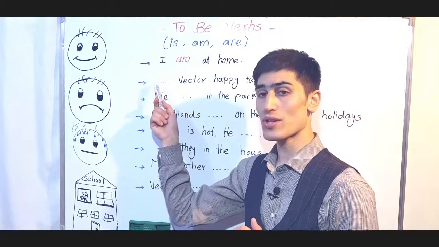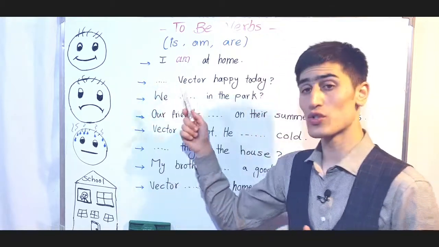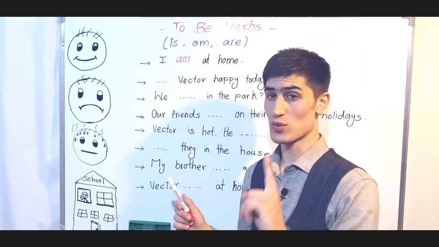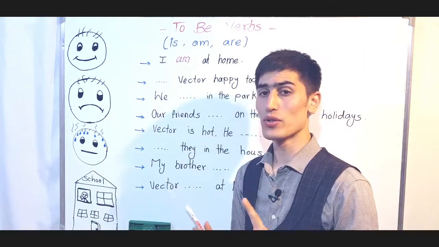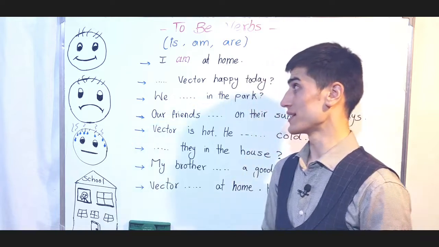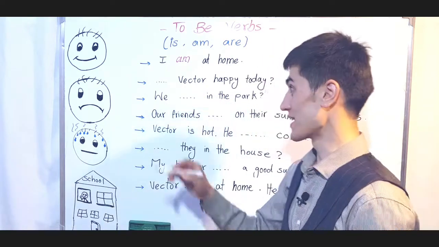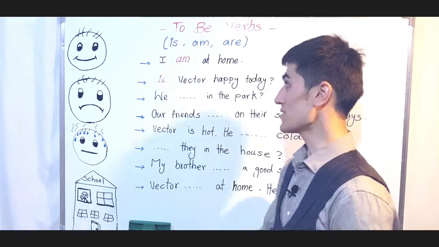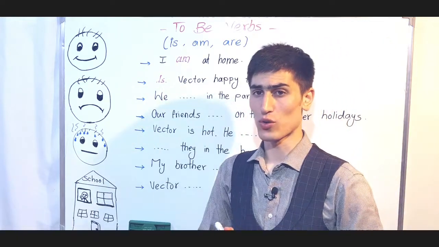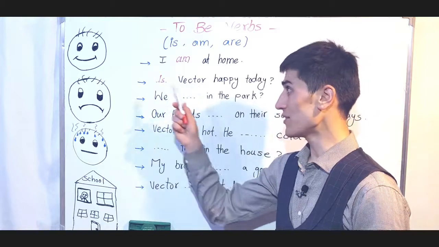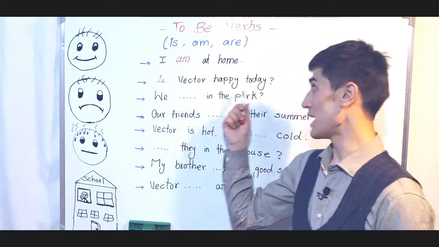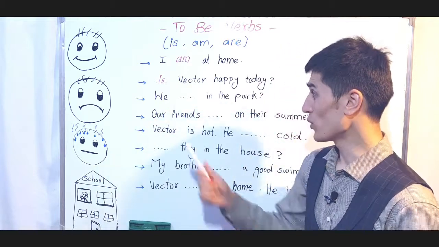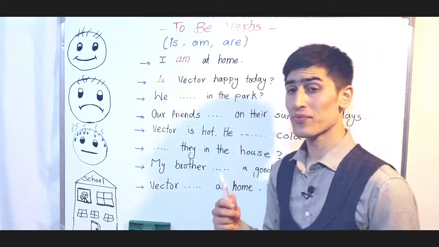So what do we use at the beginning of the sentence in order to make it a question? As the subject is Victor, it's just one person. Now what do you use? Is is the correct answer here. Is Victor happy today? Because Victor is one person, we use is at the beginning to change it into a question. Good.